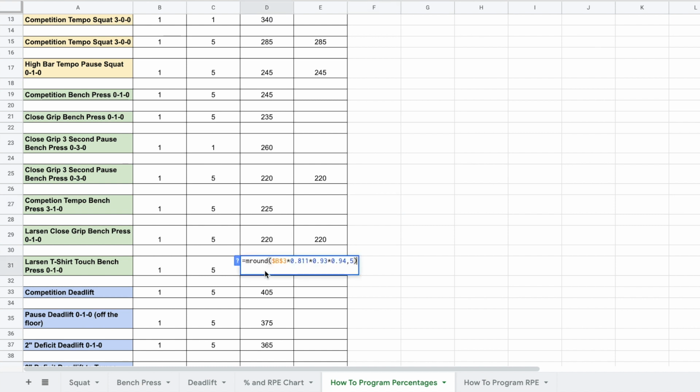And then same thing with a t-shirt touch bench press. I have a Larson at 0.93, and then I have t-shirt touch at 0.94.